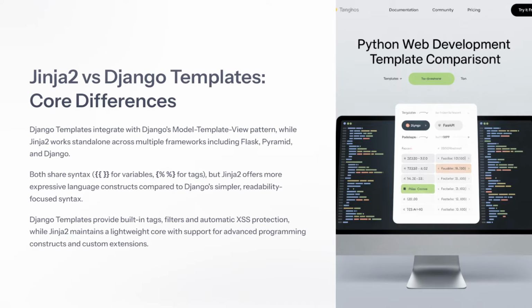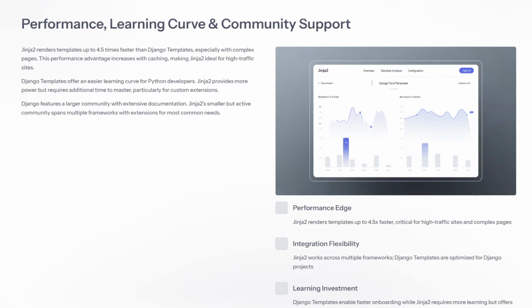Django templates provide built-in tags, filters, and automatic XSS protection, while Jinja2 maintains a lightweight core with support for advanced programming constructs and custom extensions. We'll then view the performance, learning curve, and community support attached to these.